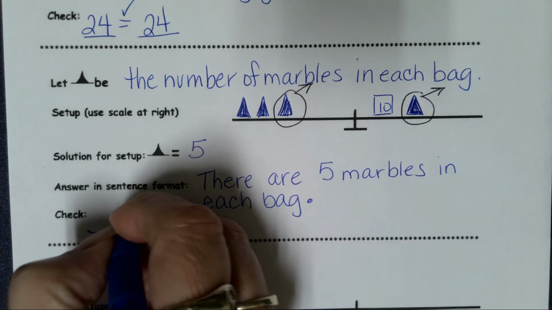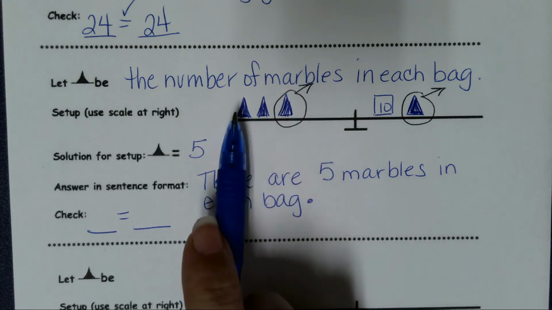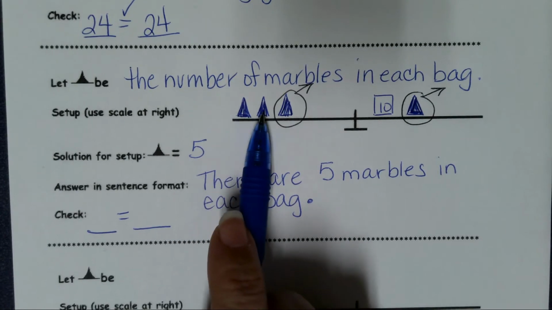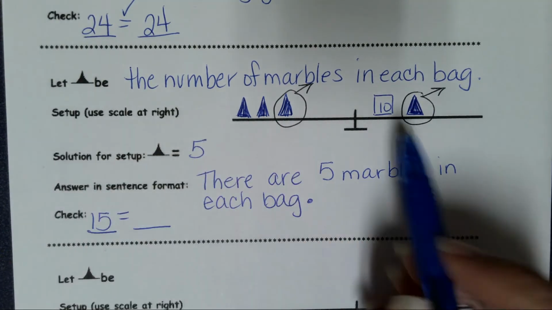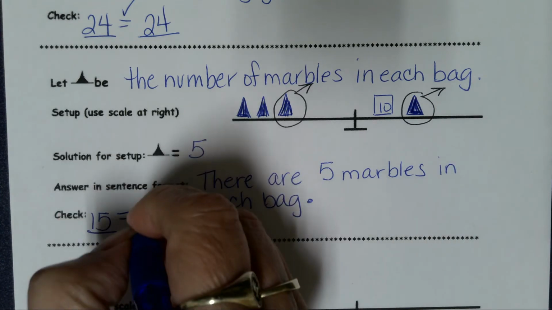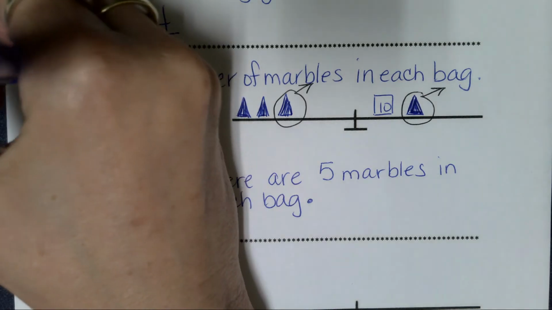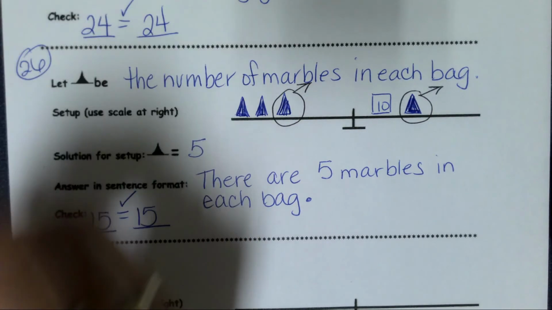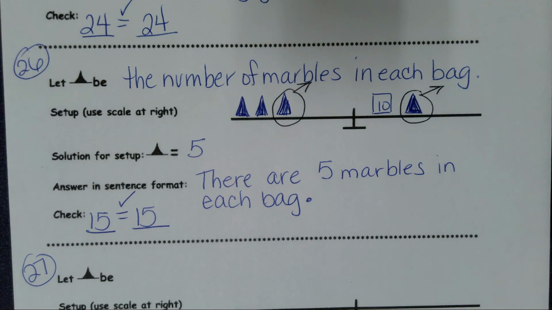And then we're going to do our check. If each pawn is 5, 10, 15, our left side is 15. Our right side is 10 plus 5, and 10 plus 5 is 15. 15 is equal to 15, so that is a check. And that is problem number 26. And we're going to go on to problem number 27 next.